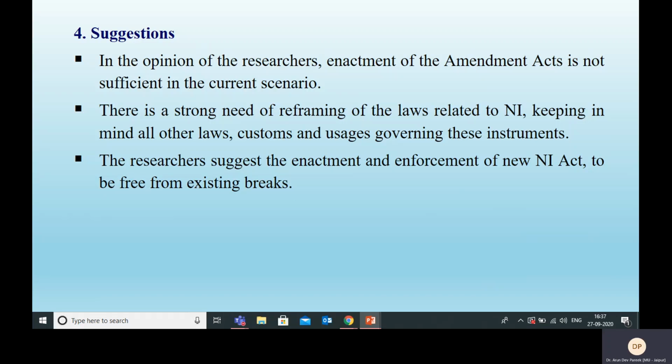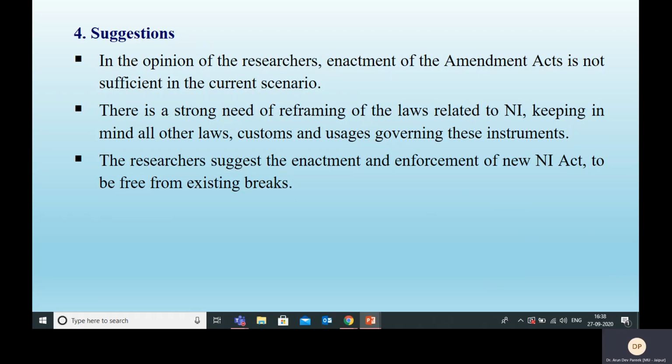As far as point 2 is concerned, there is a strong need for reframing of the laws related to negotiable instruments, keeping in mind all other laws, customs and usages governing these instruments. So the other factors or other laws should be kept in mind while making the amendments or while fixing the issues. That is the reason why the present Negotiable Instruments Act is not so effective. The researchers suggest the enactment and enforcement of a new negotiable instrument act to be free from existing breaks.